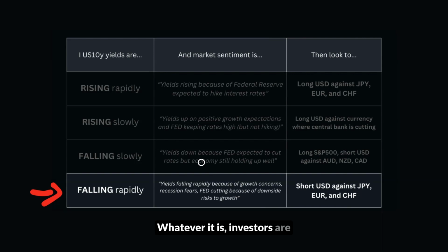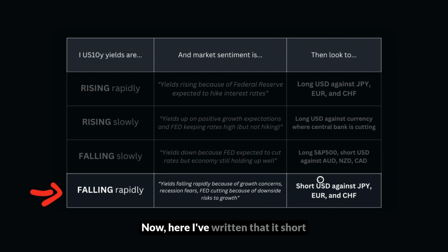Whatever it is, investors are scared, they're dumping everything to buy bonds for safety. This is the panic scenario. This is yields falling because people are afraid. The market is saying something is wrong. Investors are saying something is wrong. This is where carry trades get unwound quickly, violently, because when fear shows up, protecting capital matters more than collecting yield. Remember, return adjusted for risk.